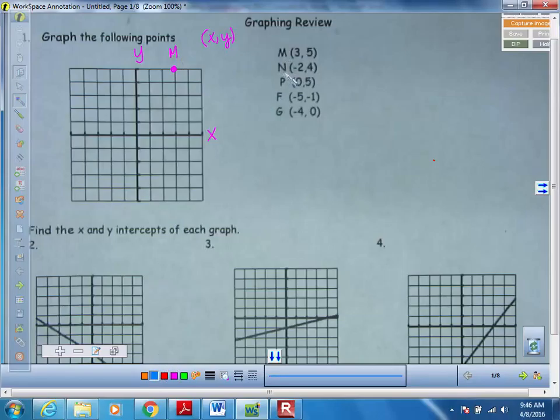Then if we graphed N, since 2 is negative, this time on the x-axis we're going to go to the left 2, but then our 4 is positive, so we're going up 4. Okay, now if we're looking at P, our x is 0, so do we go right or left? Okay, we don't go either. We only go up, so we're going to go up 5.